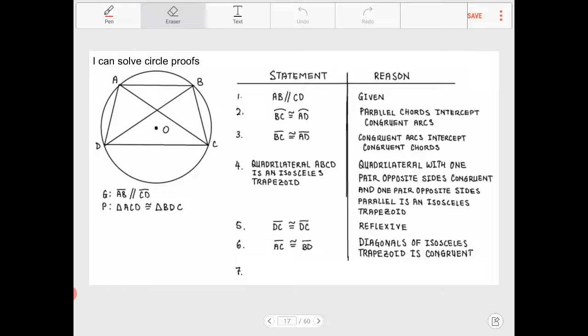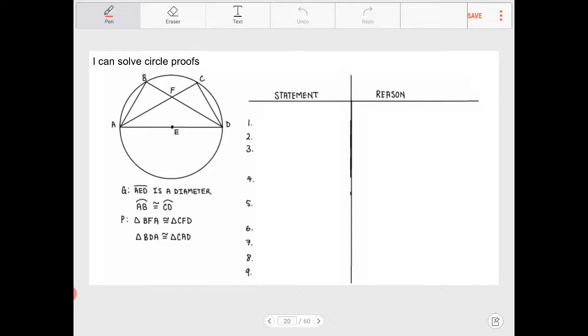And then last but not least, since now we have side, side, we can say triangle ACD and triangle BDC are congruent because of side, side, side. Pause the video to see if you can tackle this. Again, it's very, very similar.